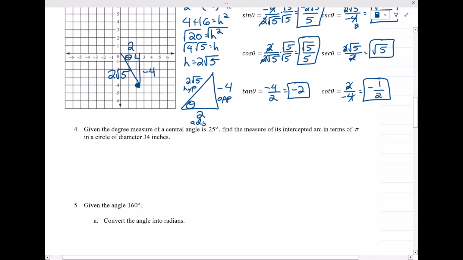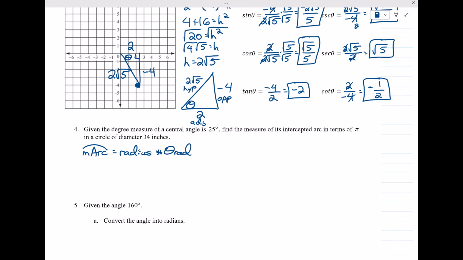For number 4, we have a central angle. You have to remember the formula for this. The measure of an arc is equal to the radius times the angle in radians. So it says that the angle that we're using is 25, but we can't use that in a formula because the formula has to be in radians. So what we're going to do is take 25 degrees and convert it to radians by multiplying by pi over 180. We talked about doing this in class. You just type in 25 over 180 on your calculator and you get 5 over 36.